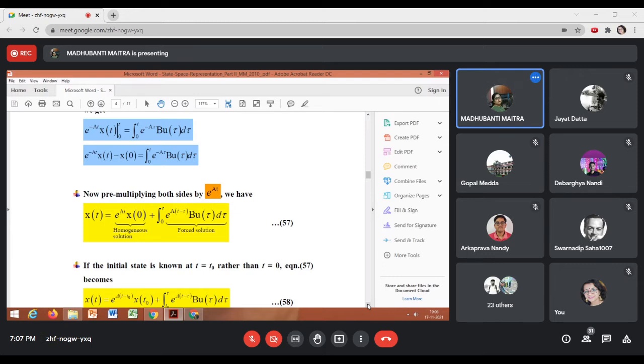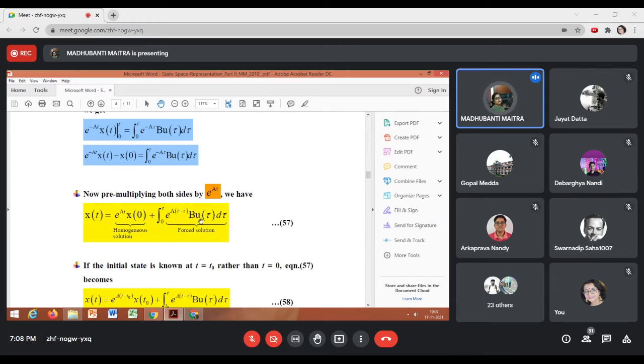Now, this is the complete response of the system at time t equal to t. This part of the response is the homogeneous solution, the natural response, and this is called the forced response, the response of the system because of the presence of the input function u(t).